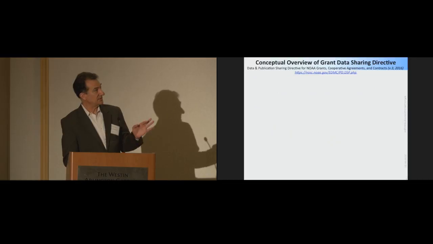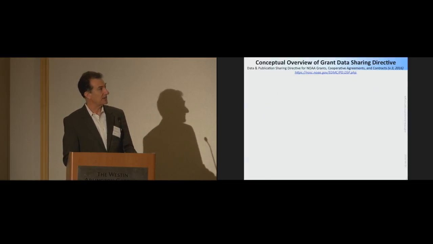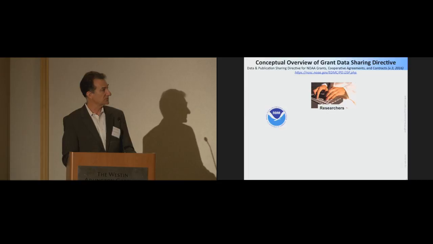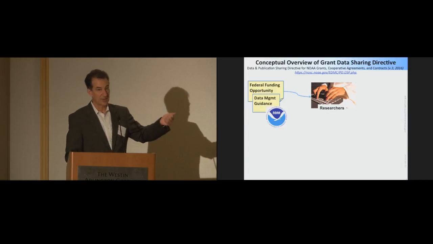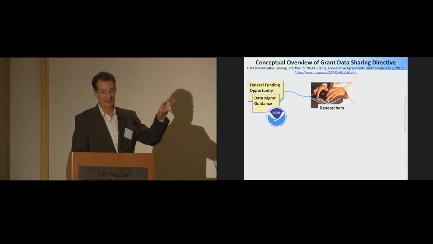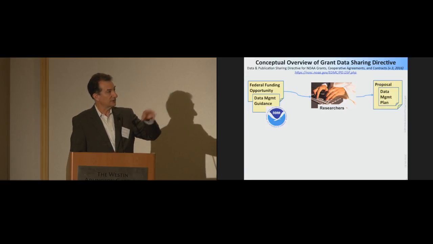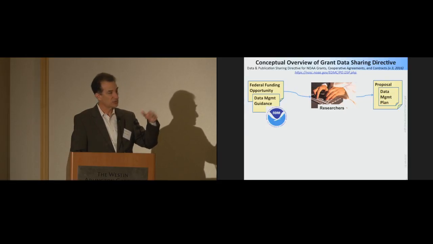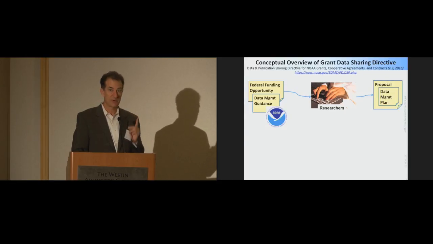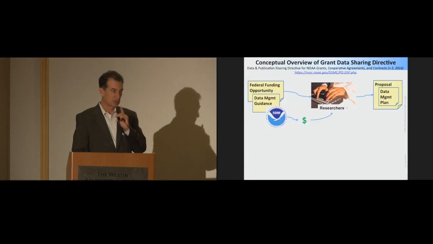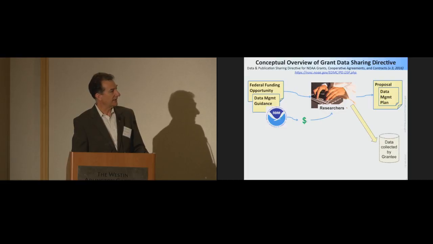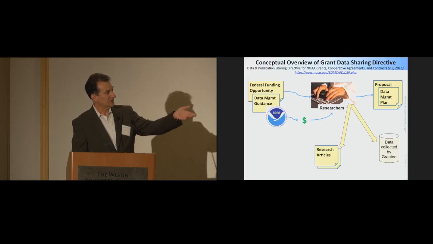Okay, so for grantees, here's a little cartoon, a step-by-step of what you would do if you're submitting a proposal to NOAA. There's NOAA, and then there's researchers, that's you folks. We're going to issue a federal funding opportunity, and include in that some data management guidance. When you write your proposal, we'd like you to include a data management plan that reflects that guidance. Or if you're smarter than us and you have a better idea, tell us and explain why you're proposing to do what you're going to do. And if you're lucky, after review, and the review will include the data management plan, just like with NSF, you'll get some funding, and you'll go and create some data, collect some data, and write some papers.